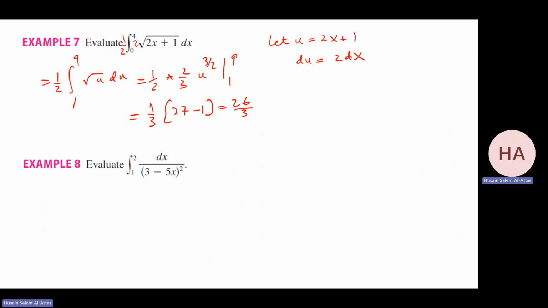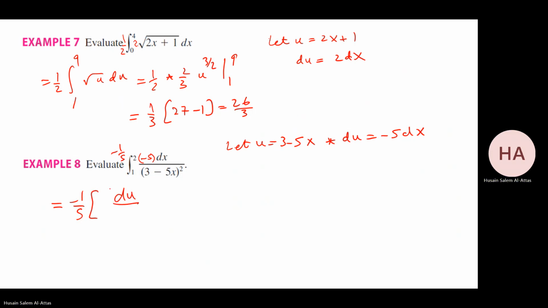Okay, this one, what will be your u? I let u equal 3 minus 5x. What will be du? It will be minus 5 dx. So that will be minus 5, and I need minus 1 over 5 outside. That's going to be minus 1 over 5 times the integral of du over u squared, which is u to the power minus 2. That will be minus 1 over 5 times u to the power minus 1.